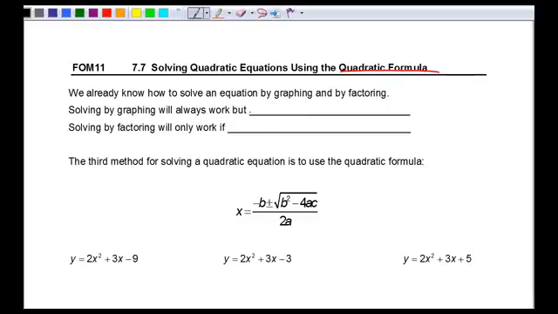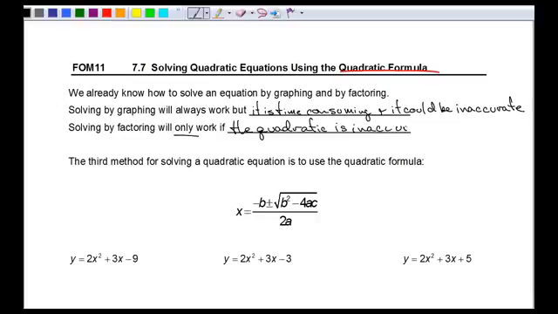Today we're going to look at how we use the quadratic formula. We've already seen how we can solve by graphing, but this is time consuming and it can be inaccurate. We've also seen how we can solve by factoring, but factoring will only work if the quadratic is factorable. So we're going to look at a third way that we can solve quadratic equations. And that third way is to use what's called the quadratic formula.